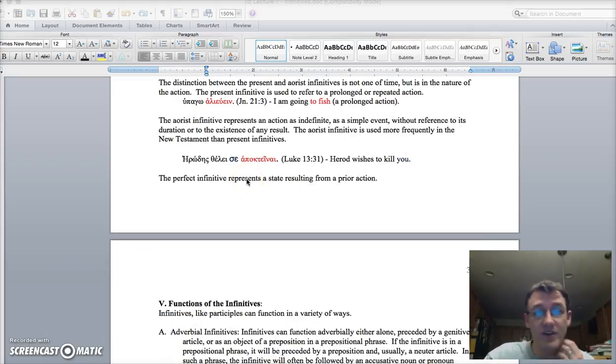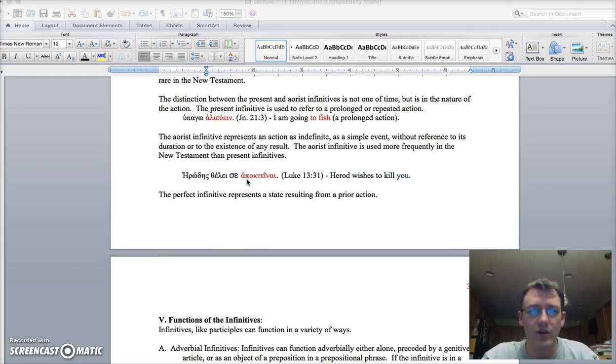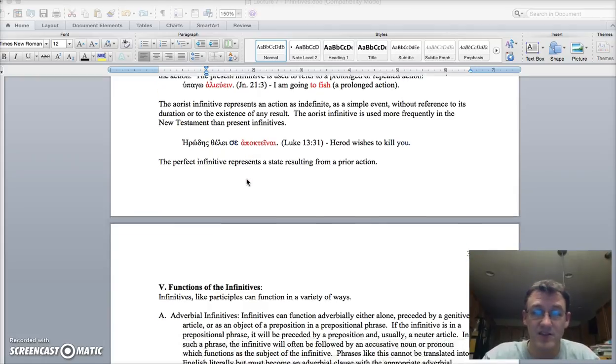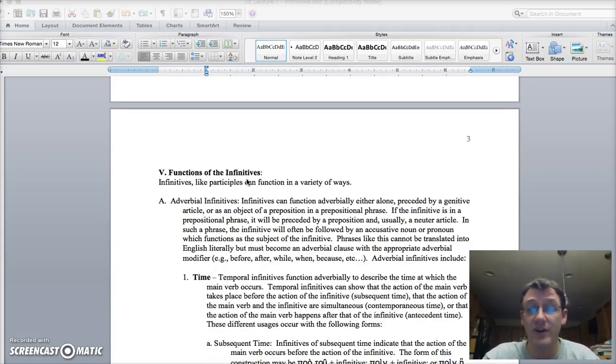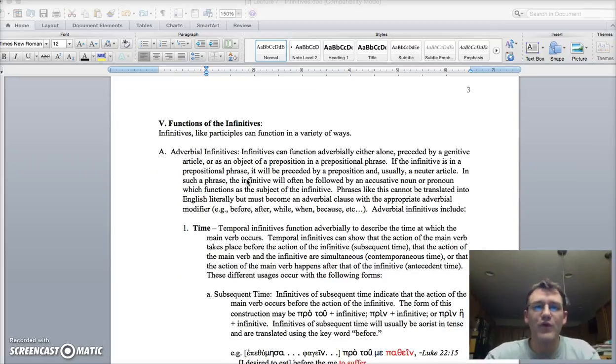The perfect infinitive represents a state resulting from the prior action. So this is kind of like the resultative perfect when the perfect is in the infinitive. So these are pretty standard ways we expect the tenses to function, so there shouldn't be too many surprises there. That's good. Functions of the infinitive.